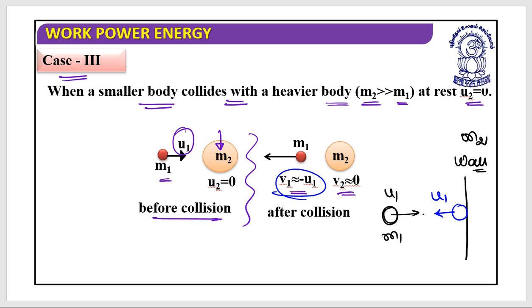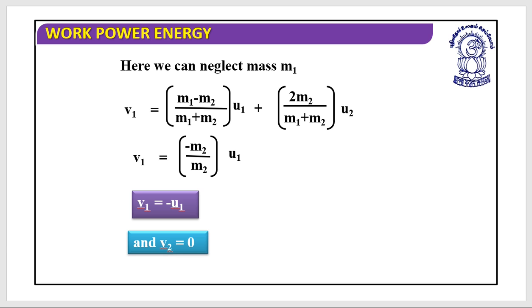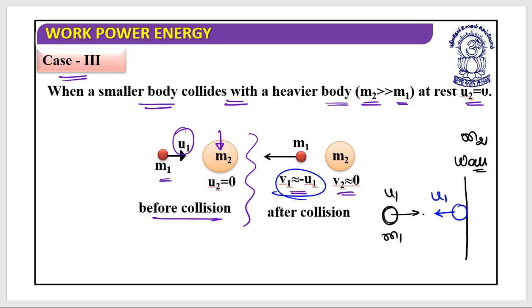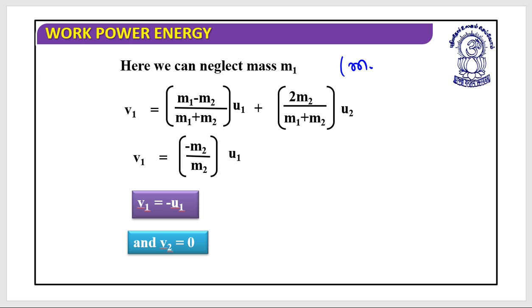So let's understand this with the help of equations. Here in this case, my mass m2 was much greater than m1. As it is much greater than m1, we can neglect the mass m1. Once we neglect it, what happens? v1 is equal to (m1 minus m2) divided by (m1 plus m2) into u1 plus 2 into m2 divided by (m1 plus m2). Here you will not observe the m1, so it's just minus m2 divided by m2 into u1.